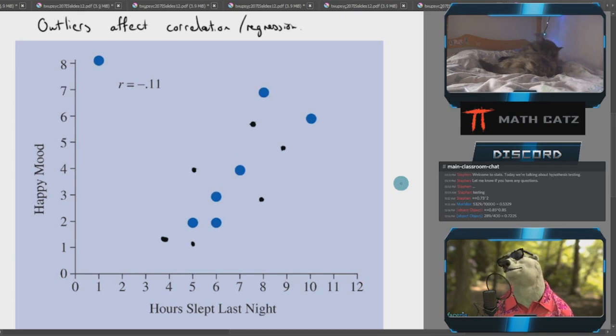But it's important to be aware that outliers can drastically affect my correlation and regression results. It's a part of the game. It's what happens. I need to be aware of it.